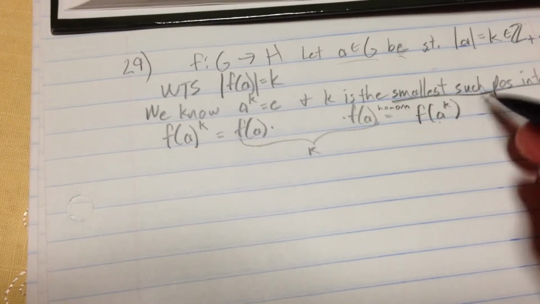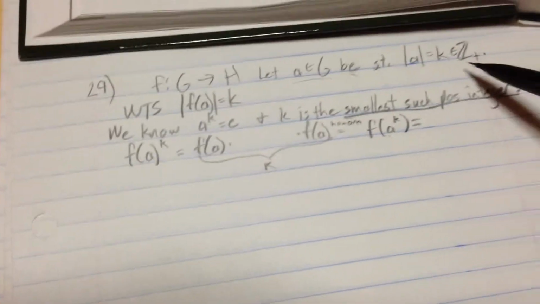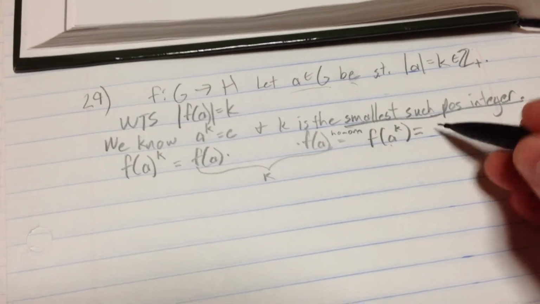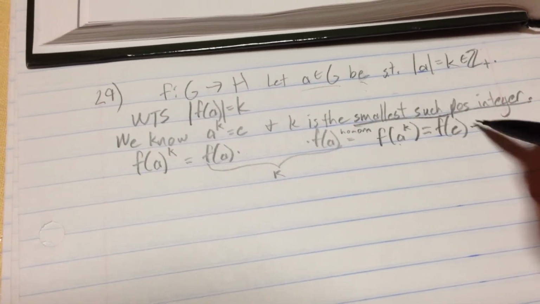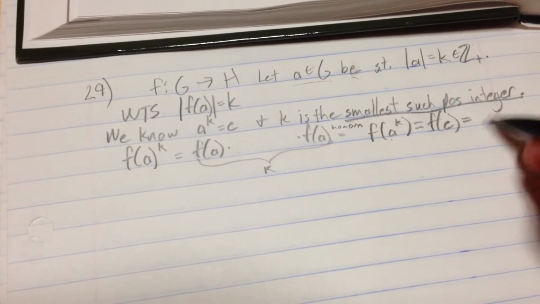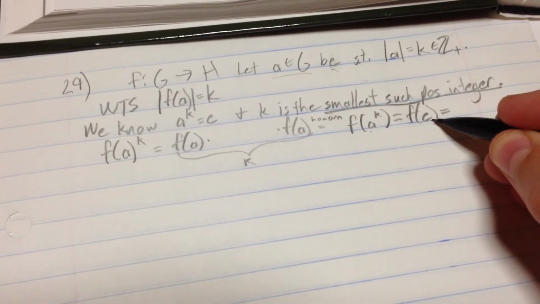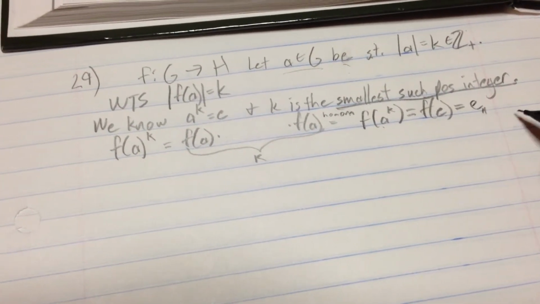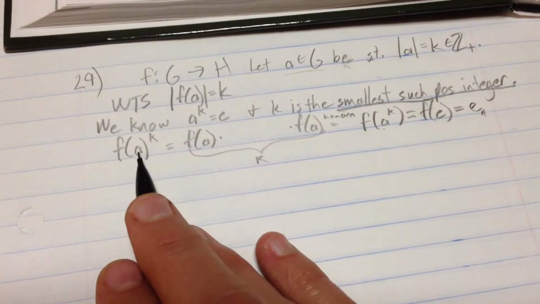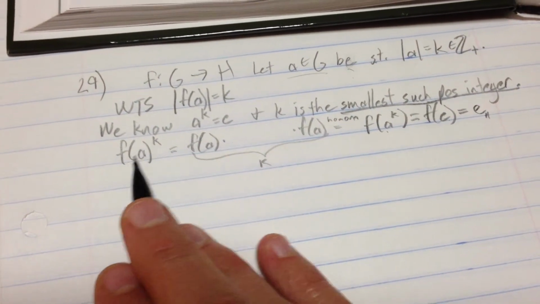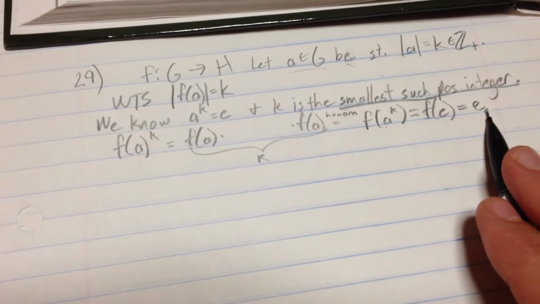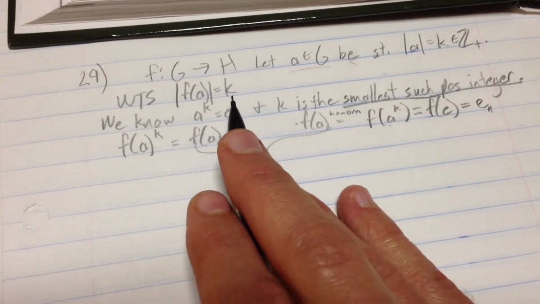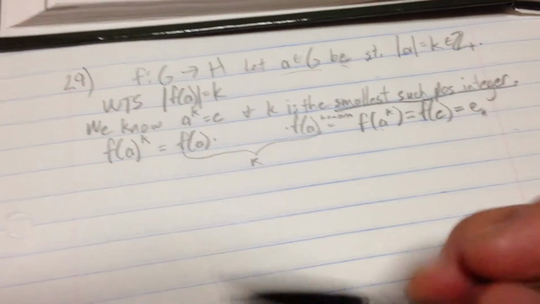Well, what's A to the K? You remember back up here that the order is K, so A to the K equals E. So this is f of E. We know that a homomorphism maps the identity to the identity. Technically, this is the identity in G, and this is the identity in H, right? So I have shown that f of A to the K is equal to the identity. Now I need to show that K is the smallest such positive power.